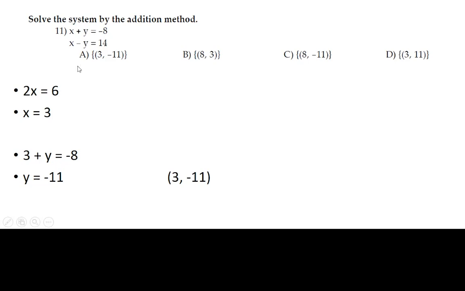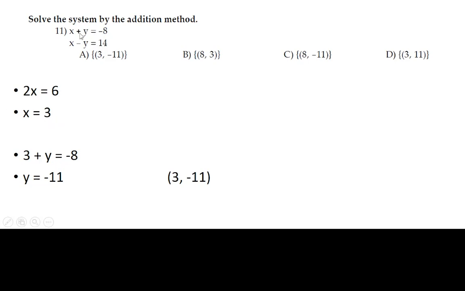And if we add straight down, then x plus x is 2x. Y plus negative y cancels away. Negative 8 plus 14 is 6. So we add the two equations together and we get 2x equals 6, which means x equals 3.